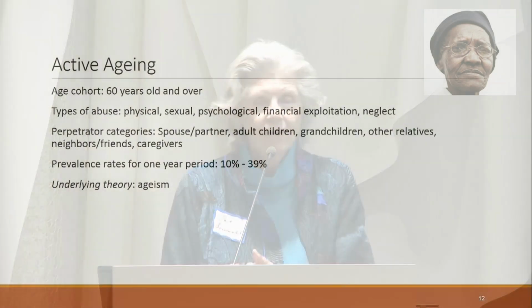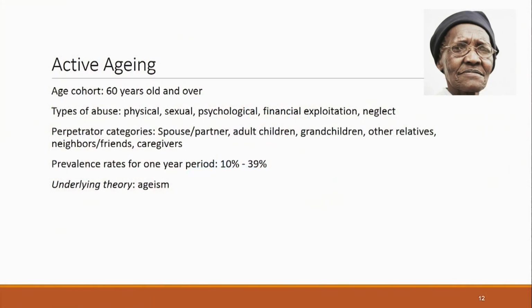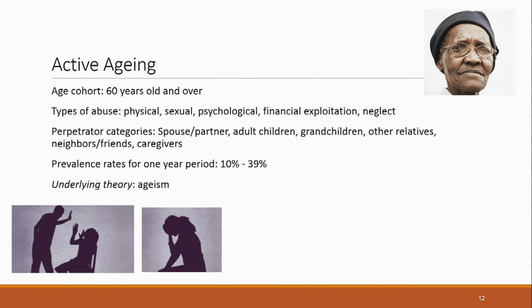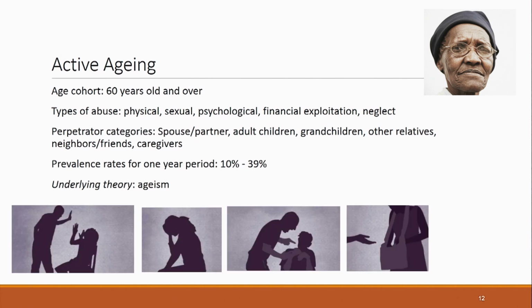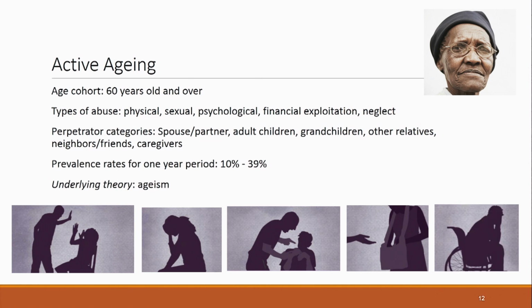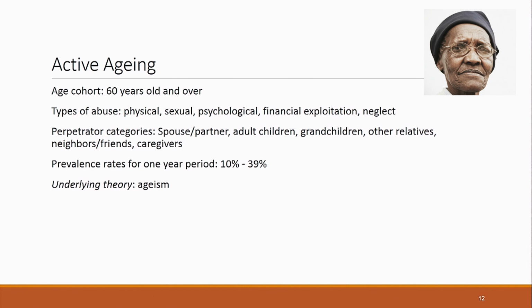The second frame I'm going to call the active aging frame. Here, the age cohort for research tends to be 60 years of age and older. The types of abuse that are examined in these research prevalence studies include physical, sexual, psychological, financial exploitation, and neglect. So this starts to be a broader range of variables. Perpetrator categories: spouse, partner, adult children, grandchildren, other relatives, neighbors and friends, and caregivers.